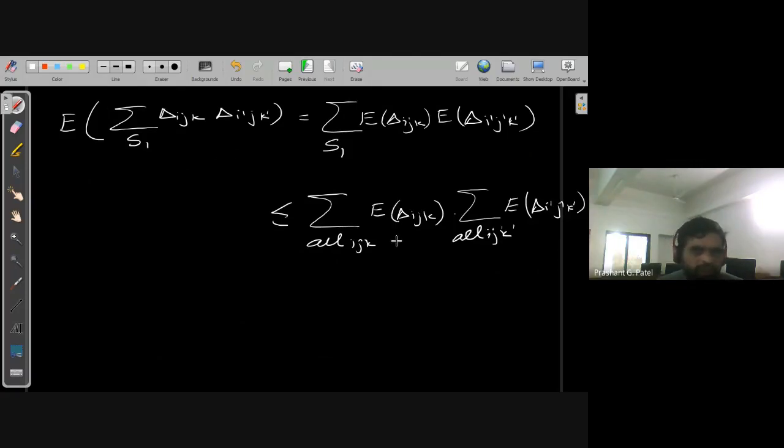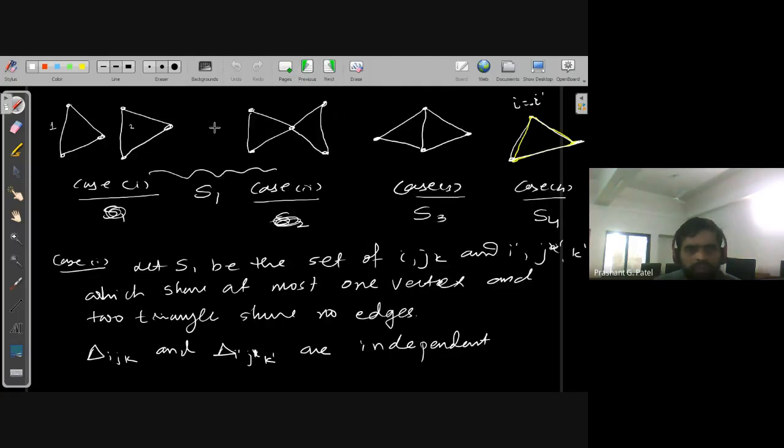See, this expectation, we already have the formula for that. Okay, so this is E of X, and this is also E of X. So that is E of X square for this case. So that means for case number 1, that is case 1 and 2, we have this situation.